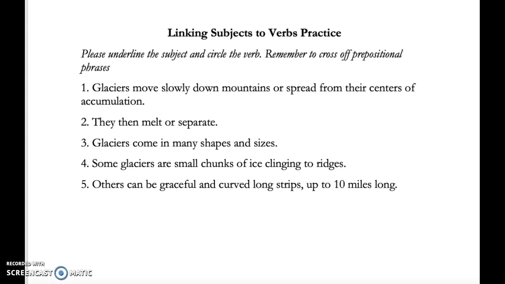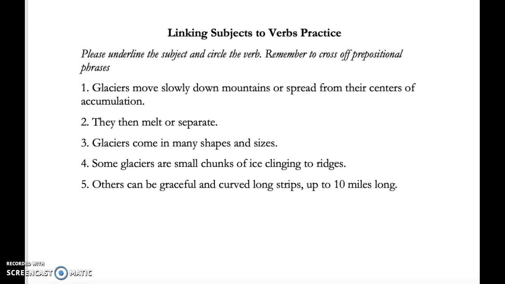I'm going to walk you through some sample exercises for how to link subjects to verbs. Remember that one of the key strategies for doing well on these exercises is to cross off prepositional phrases. Remember that neither the subject nor the verb will ever be in a prepositional phrase. So my first sentence is, glaciers move slowly down mountains or spread from their centers of accumulation.